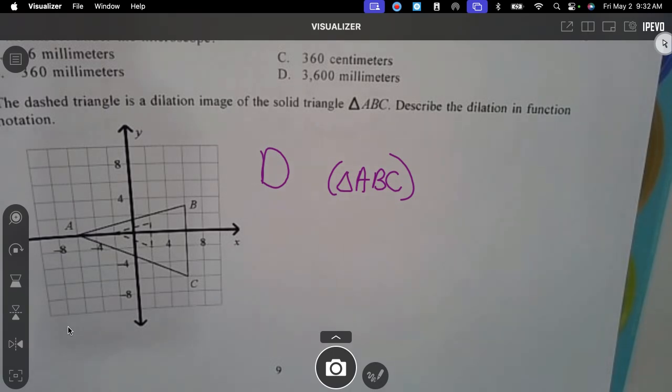Now, there's a number that goes here. It's either a fraction if it's getting smaller, or just a number like 2 if it was multiplied by 2. Does everybody understand that? I had to decide, first of all, is it enlargement or reduction? Reduction. We're going to the dotted line. So let's count and see.